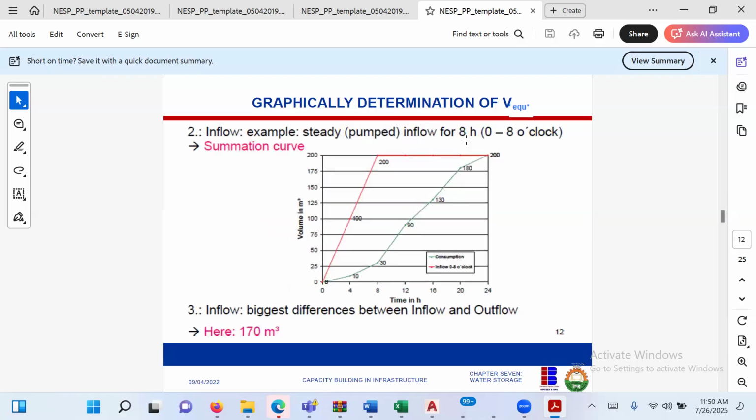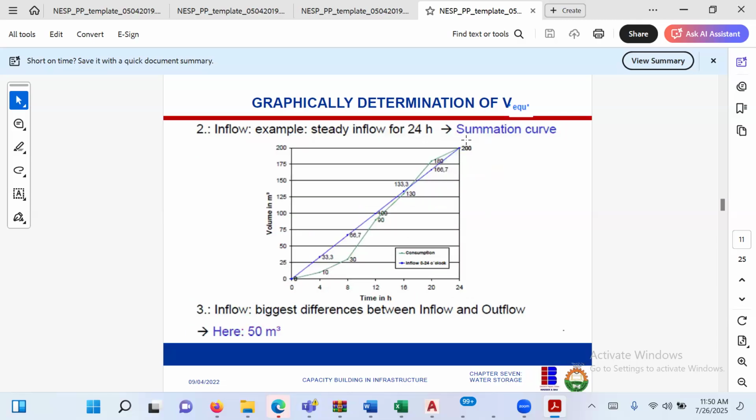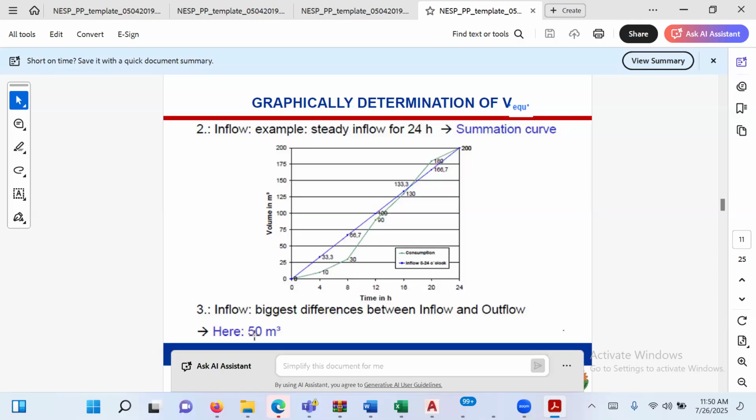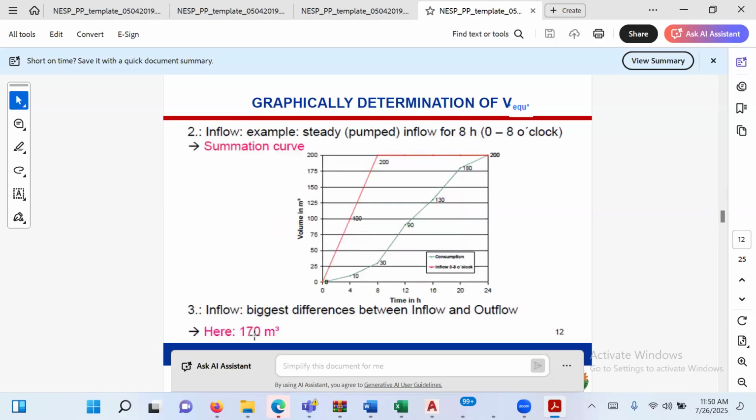This is for 8 hours of pumping. If you're pumping for 8 hours and you have a good tank, this shows you the tank you require for this system. Most times you see people having bigger tanks that they don't require. So doing your consumption pattern will help you know the minimum tank requirement. In this case, because we are pumping for 8 hours only, we require about 170 liters of tank for storage.